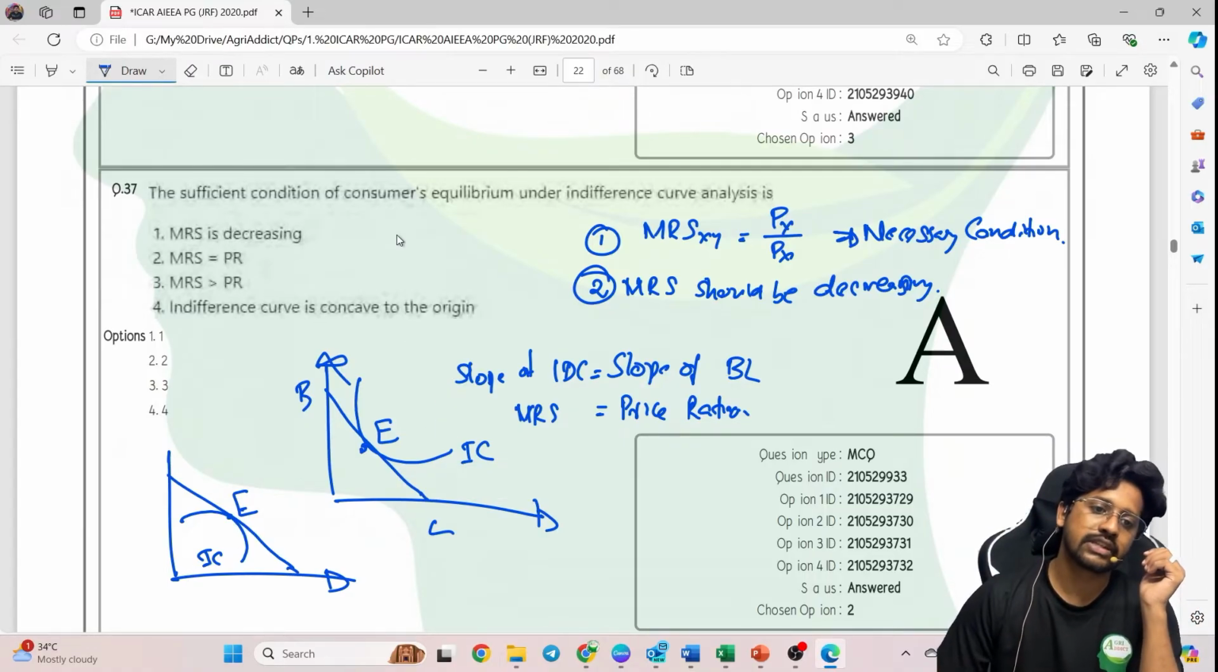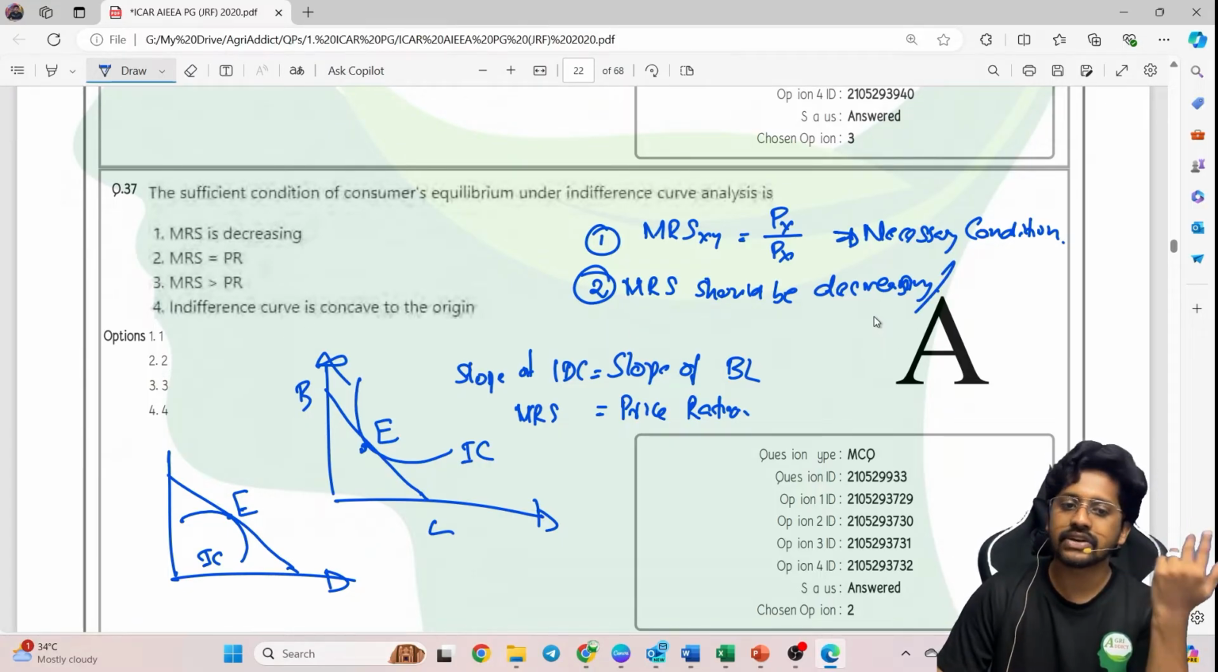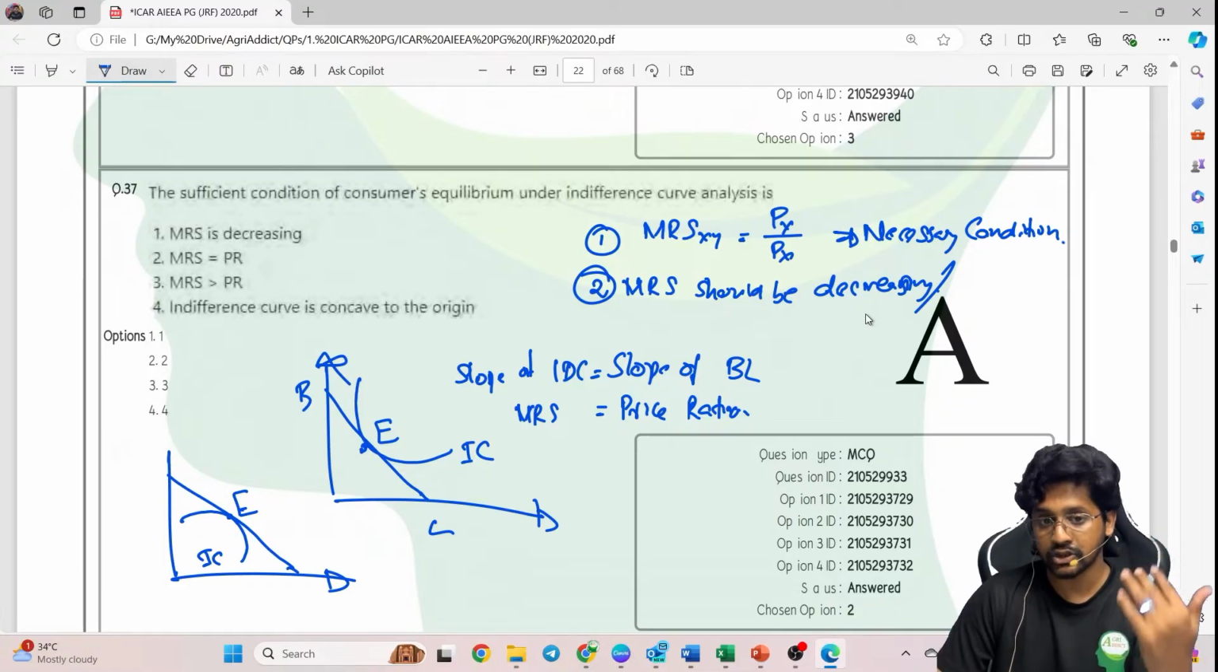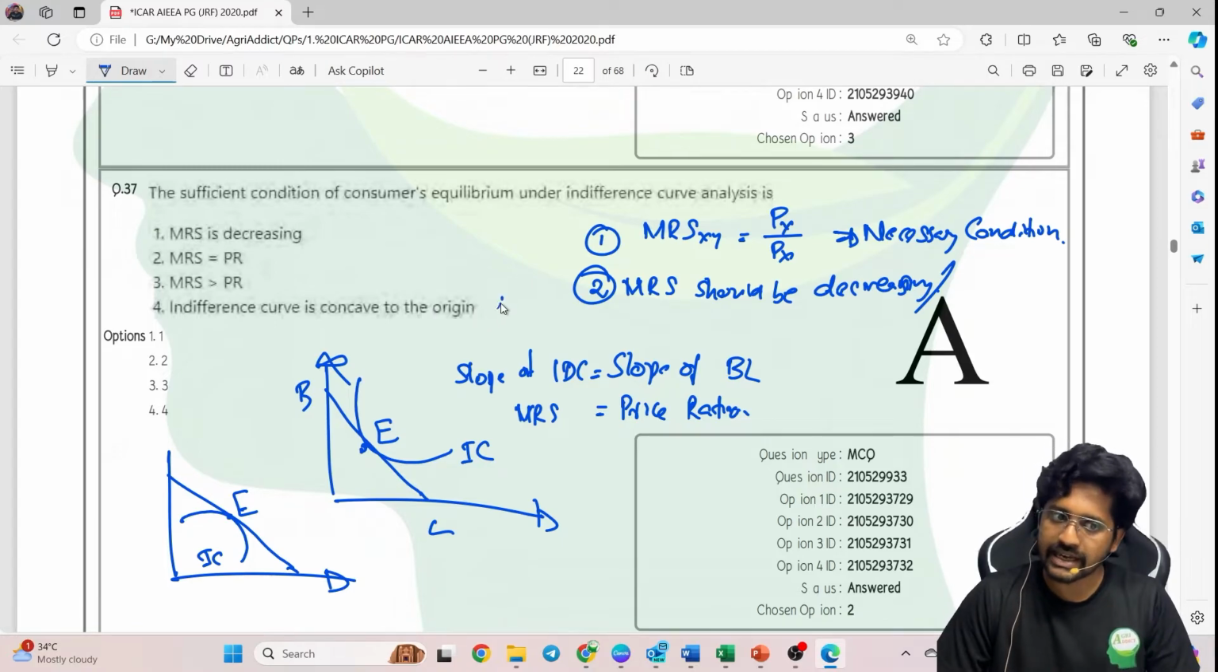So therefore the sufficient condition goes like this: the marginal rate of substitution should be decreasing, or else we can say that the indifference curve has to be convex to origin. So the given options are MRS is decreasing, MRS equal to price ratio, MRS greater than price ratio, indifference curve is concave to origin. So the last option we can eliminate, right? Because it has to be convex to origin.